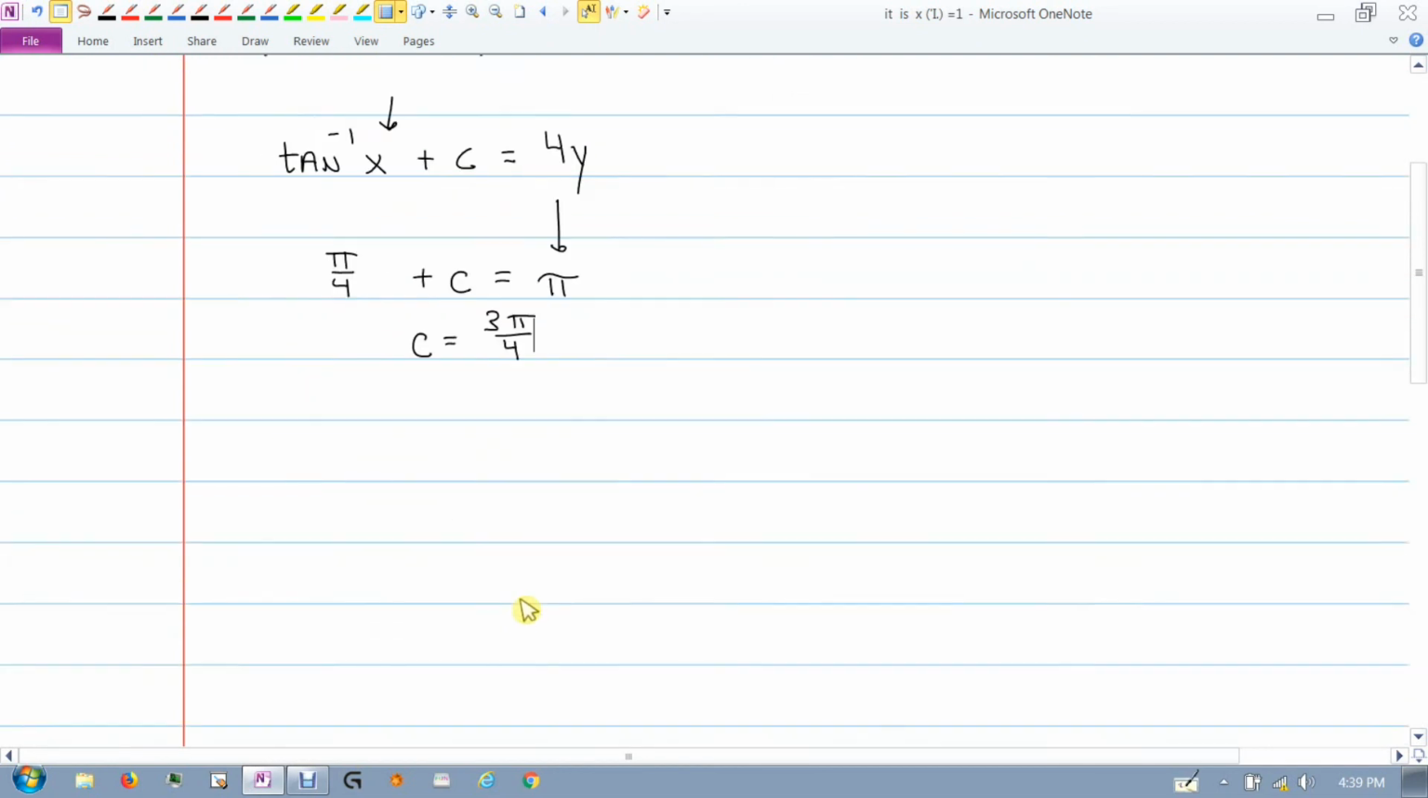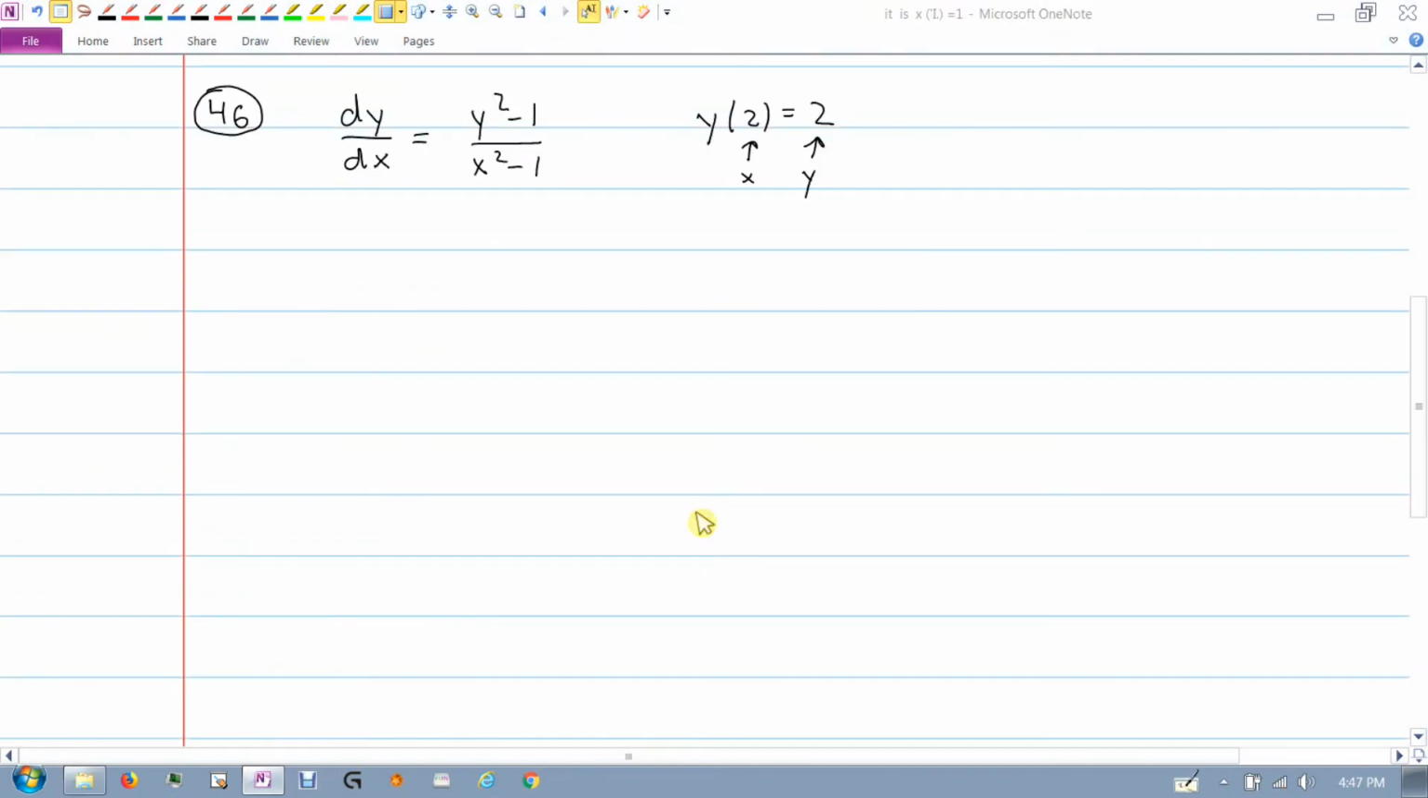Okay, moving along. All right, working on number 46 here. I've written the problem down, and notice what x and y need to be to satisfy that initial condition. And so what I'm going to do first is get all my x's and y's separated here. So I'll divide by 1 over y squared, divide by y squared minus 1 on both sides, and multiply both sides by dx.